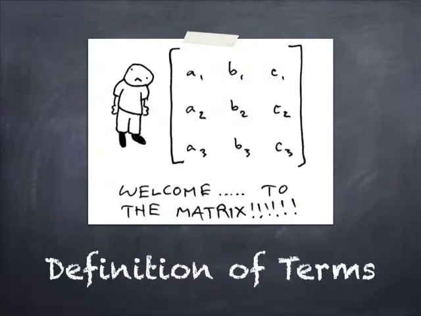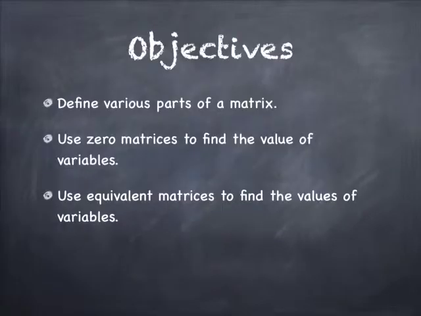Today we're going to start looking at matrices. First we're going to go through some definitions. So we're going to look at different parts of a matrix, then we're going to use zero matrices to find the values of variables, and we're also going to use equivalent matrices to find the values of variables.